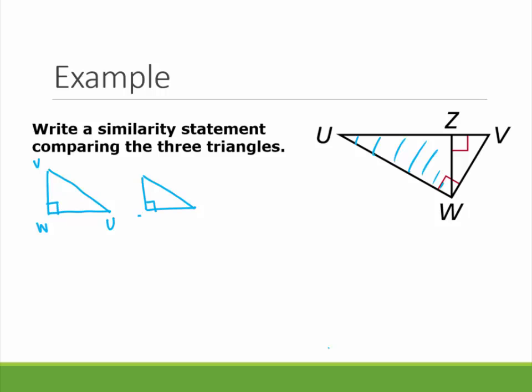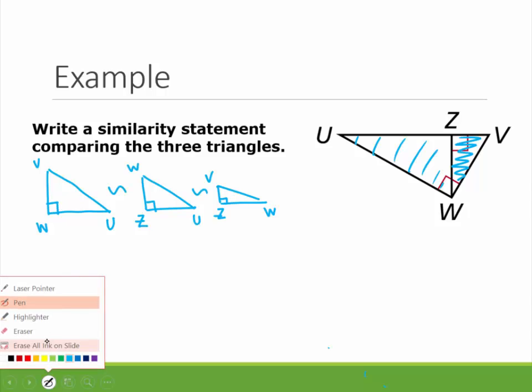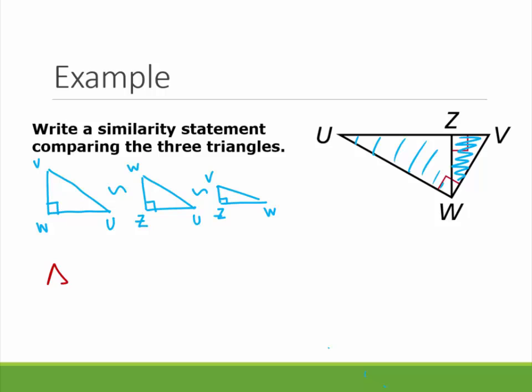My right angle is at Z. The long side is U, and then the short side is W. And then finally the small triangle. So I'm going to flip it upside down basically. And you have my right angle is Z again, and my short is V, and my long is W. So then it's really easy to see from this what parts are similar. So when we write our similarity statement, we know that we have everything matched up.